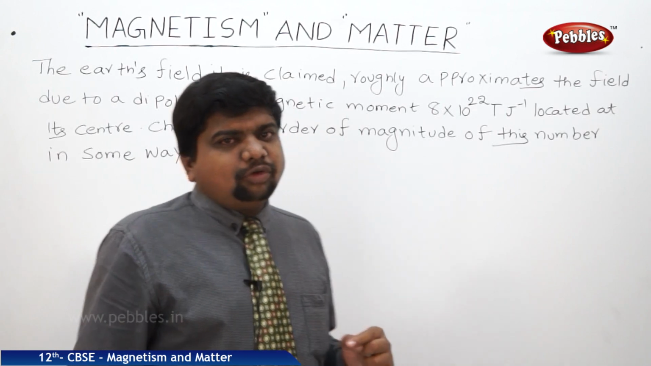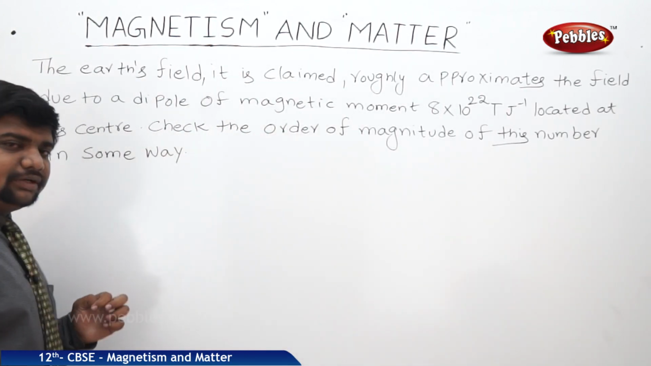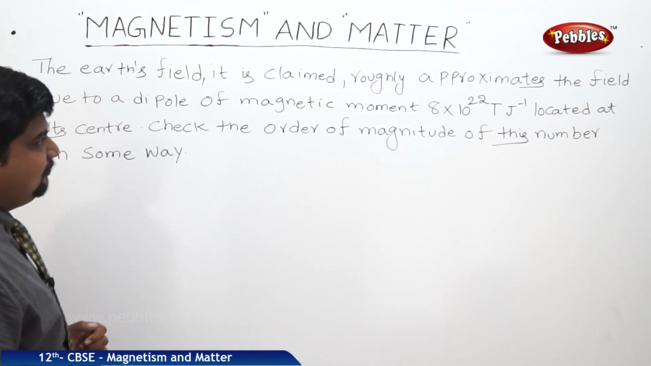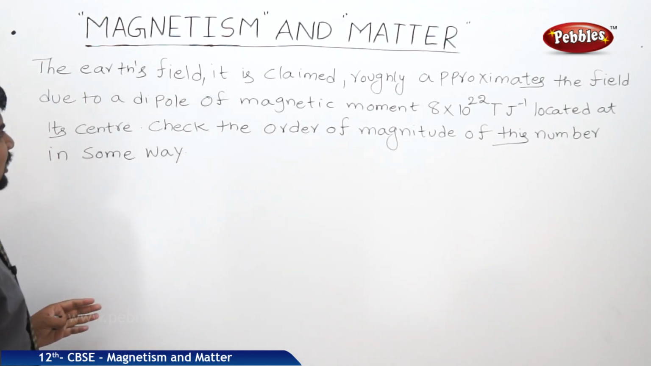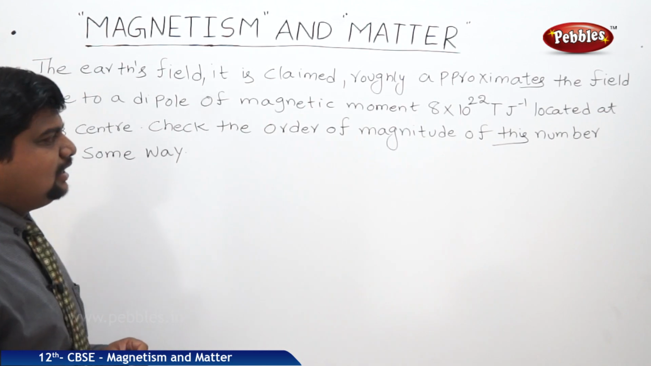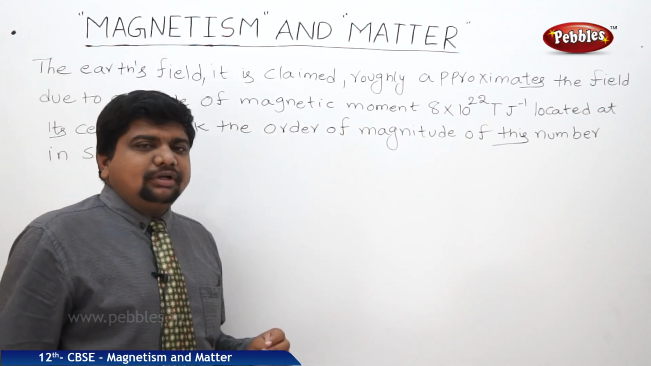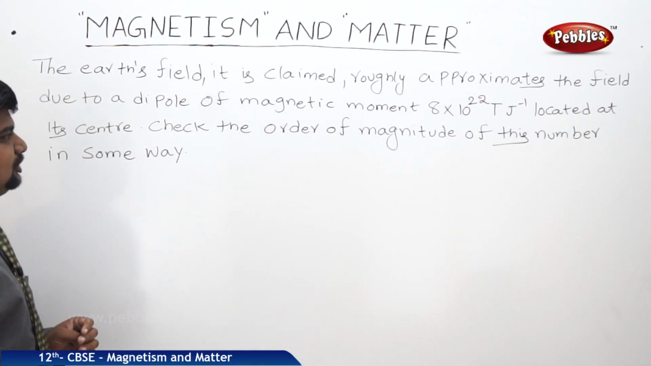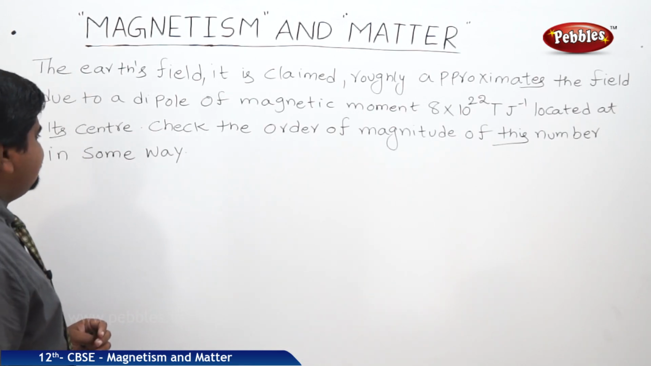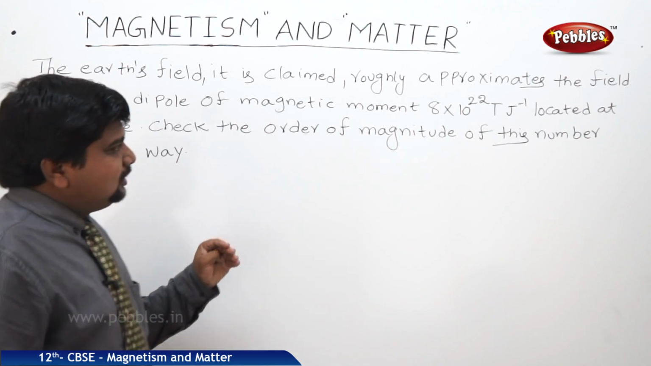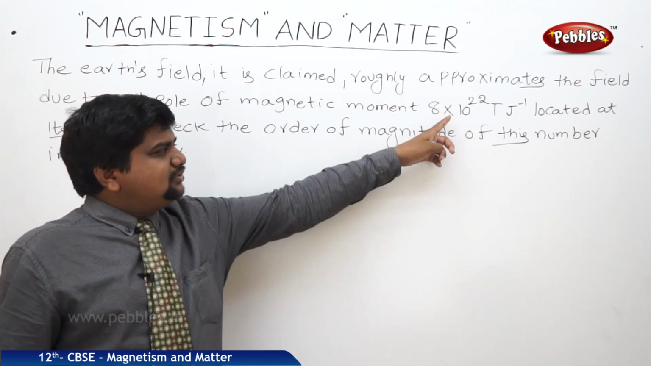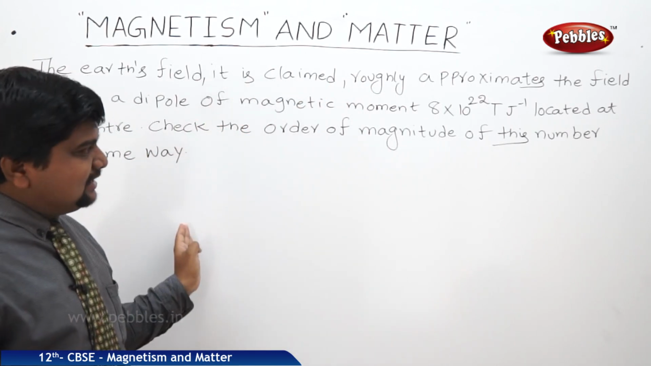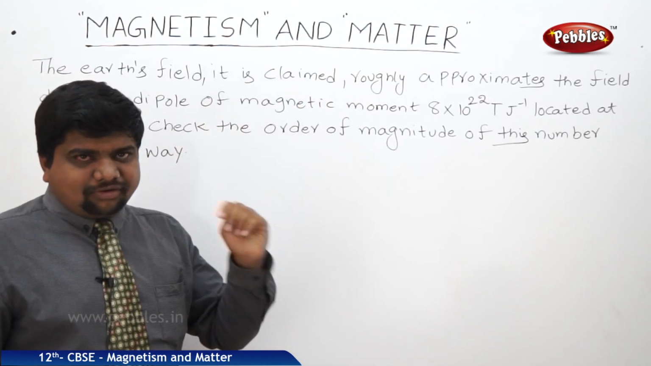Here we are seeing one more problem which is related to the Earth's magnetic field. The Earth's field, it is claimed, roughly approximates the field due to a dipole of magnetic moment 8 into 10 to the power of 22 Tesla for joules located at its center. Check the order of magnitude of this number in some way. Means we should check that with respect to this dipole moment we are getting some Earth's magnetic field. Is it in the order of the calculated values or not?